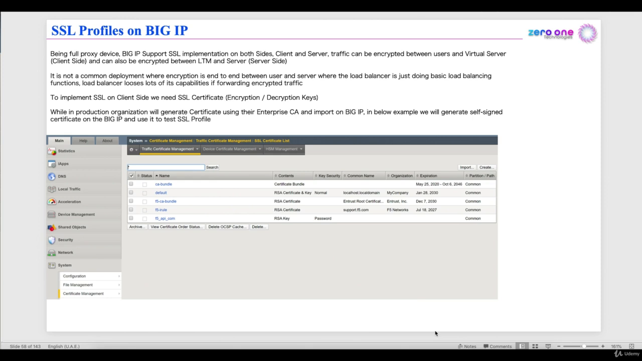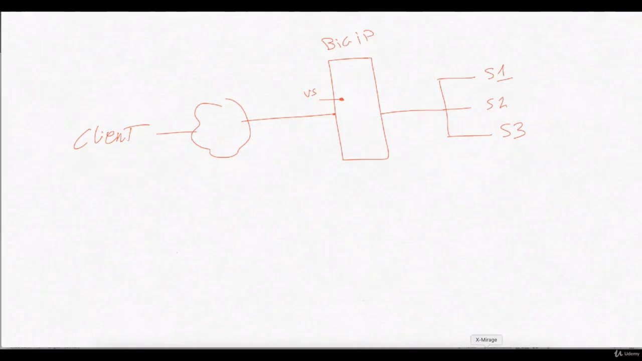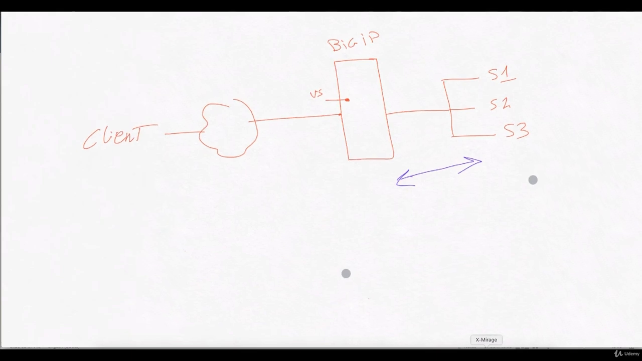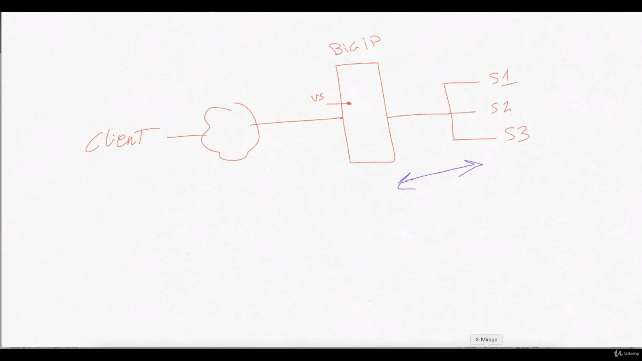SSL profiles, this is the profile that we configure and we use to encrypt the traffic, be it on the client side or on the server side. If we look at what we have done so far, we created nodes and we made them members of a pool. When we configured the pool member, if you recall, the big IP is talking to each pool member on port 80, which is HTTP.